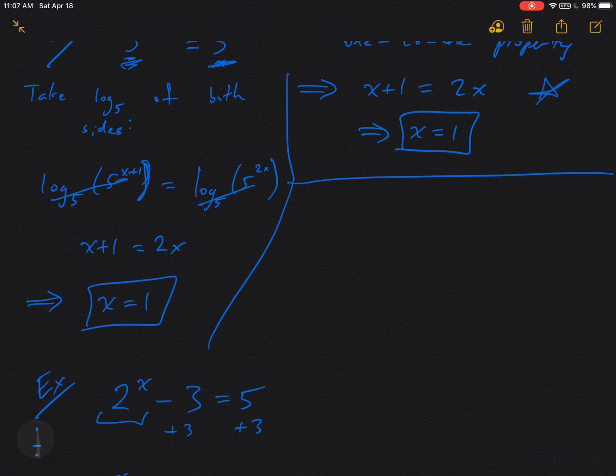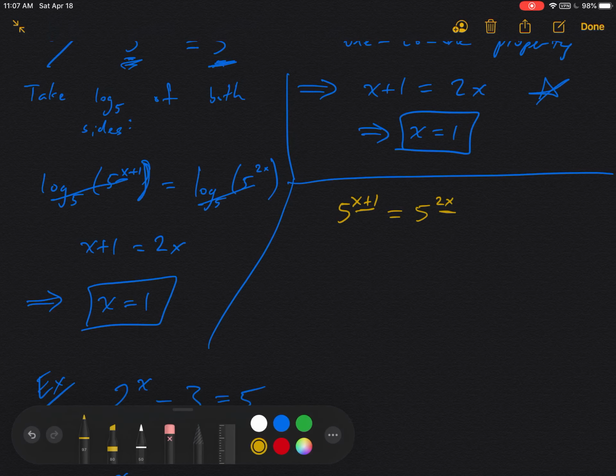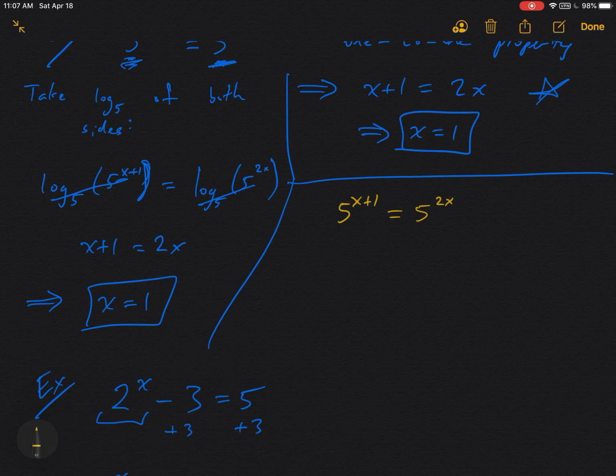And maybe I'll do this in another color. So let's return to the example that we just talked through, where 5 to the x plus 1 is equal to 5 to the 2x. If our goal is just to get these exponents down, then we could also just use the power rule that we talked about in the previous section. And the way that we would do that is I can apply any logarithm that I want to both sides. So I could, maybe let's just take ln of both sides. Ln of the left side is equal to ln of the right side. So this is still a true equation.